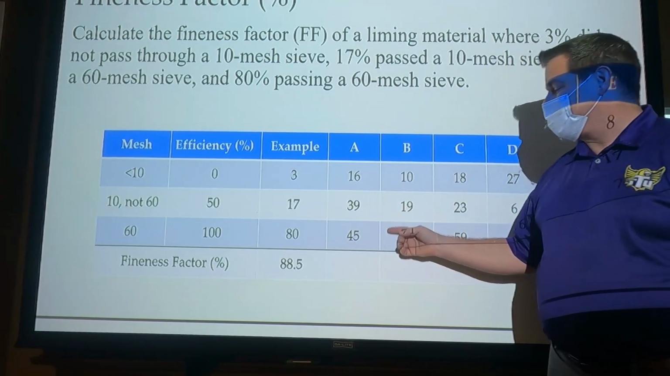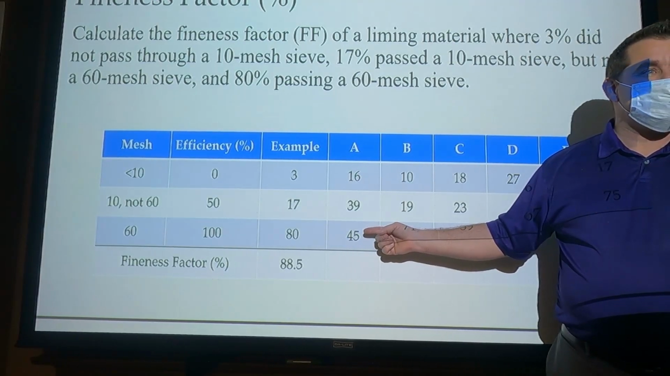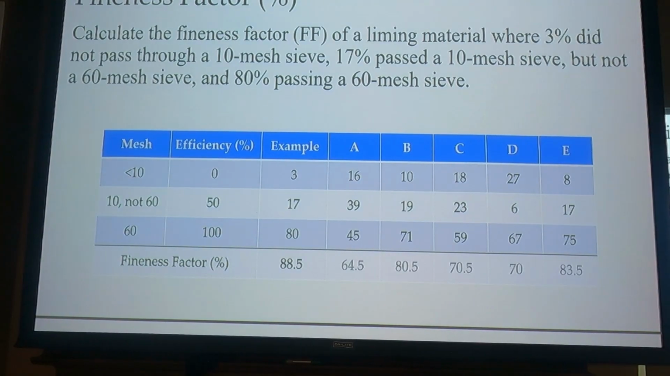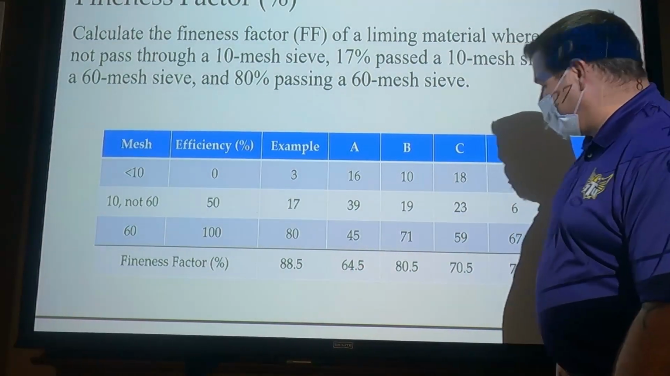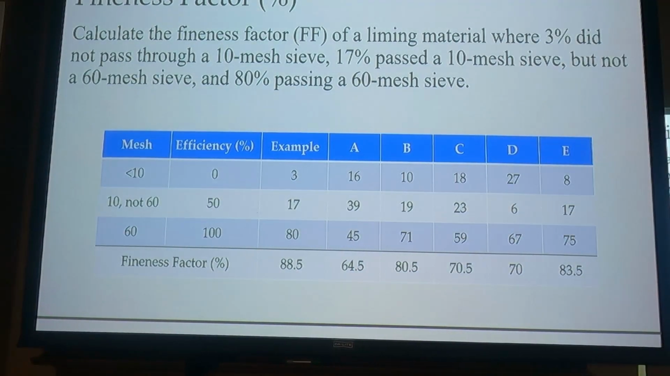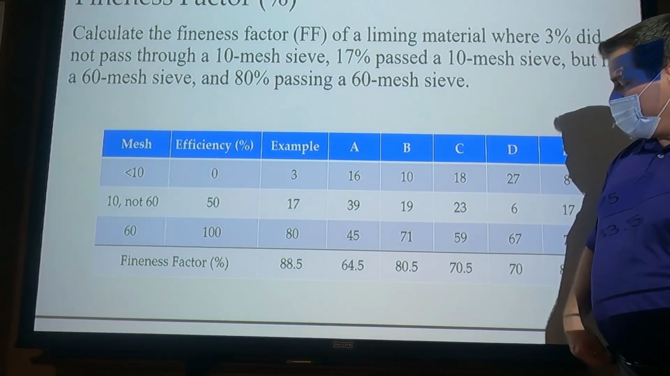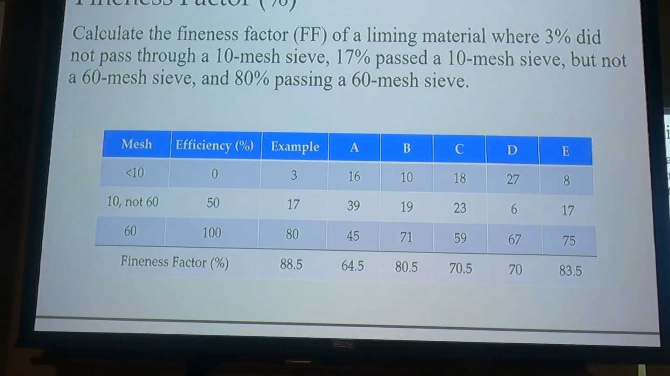19.5 plus 45. 64.5. So our fineness factor, 64.5. And you can fill the rest of these in and can see how I got that. We have 71 plus 9.5 gives us 80.5.